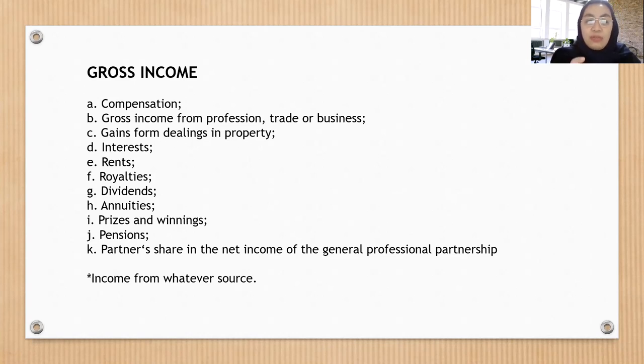So itong mga itemized na to class, there are exceptions to that. So for example, interest, not all interests are subject to gross income or subject to normal tax. No? So that's why you will have to distinguish.